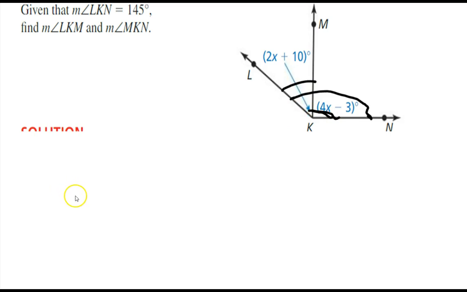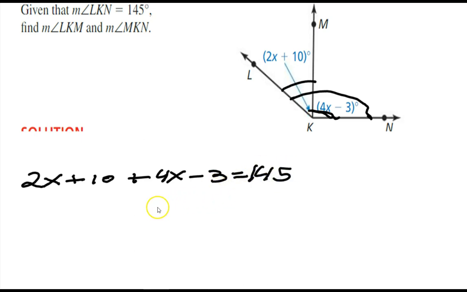So using the angle addition postulate, you can add the two smaller angles together. So we're going to take the 2x plus 10 plus the 4x minus 3. The two smaller angles added together should equal the larger angle measurement, the one that stretches all the way across here. And that one was 145 degrees because they told us up here that was 145.